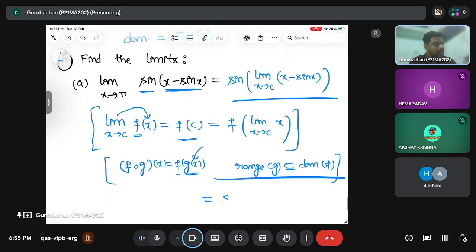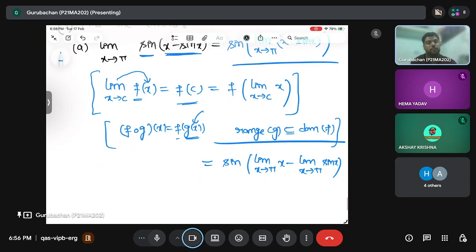Next, sine of pi. So now by the algebra of limits, or maybe the algebra of continuity, how can you write it? Limit x tends to pi of x minus limit x tends to pi of sine x. Is it correct? Or any objection? No, sir, correct. Limit x tends to pi of x is pi. Why?